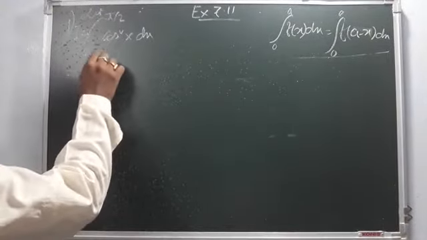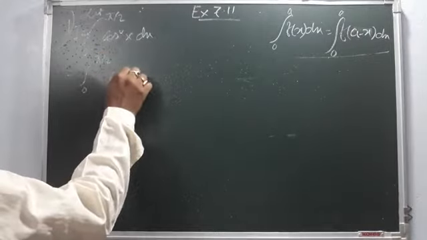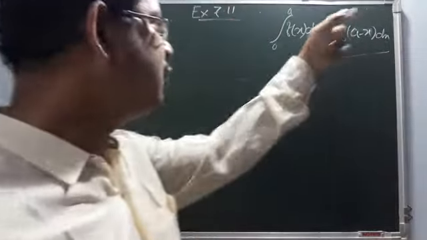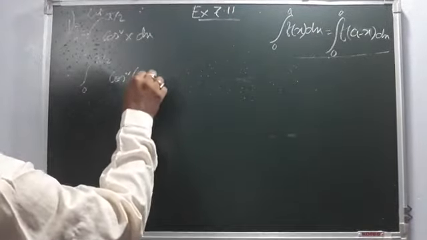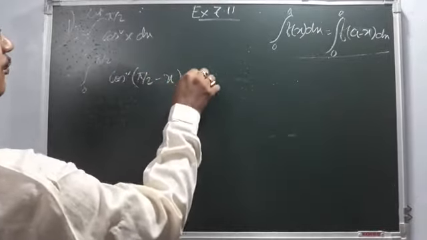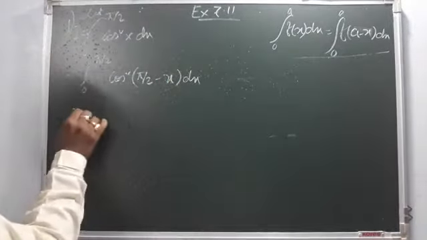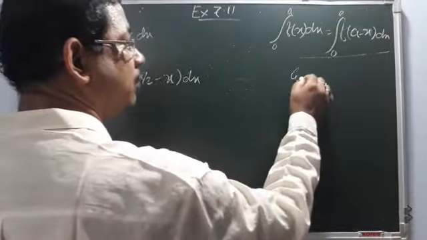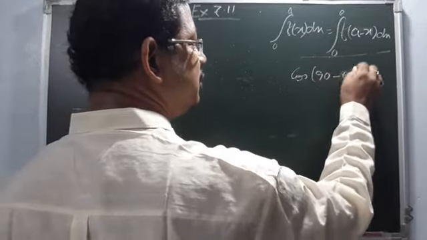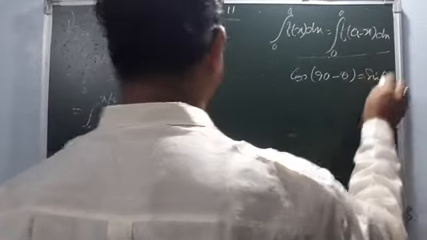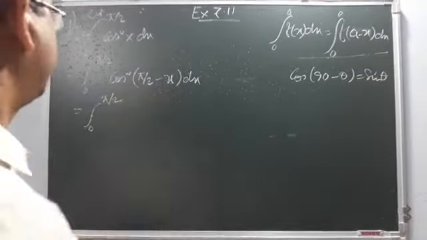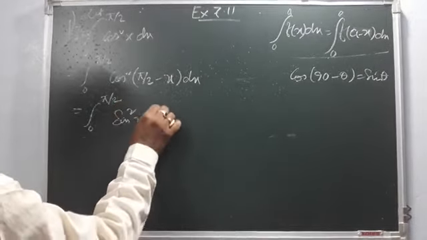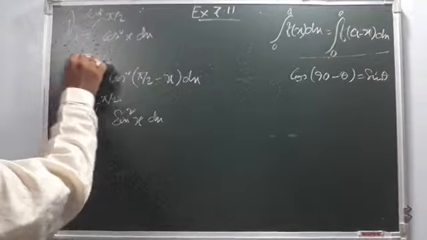So integral 0 to pi by 2 of cos square of a minus x. Instead of x, it should be a minus x. A is what? Upper limit. So we can say 90 minus x dx. So students, we know that cos of 90 degree minus theta is sin theta. So definitely cos of 90 minus x will be sin x. Square automatically will come. Now see, this I is that.